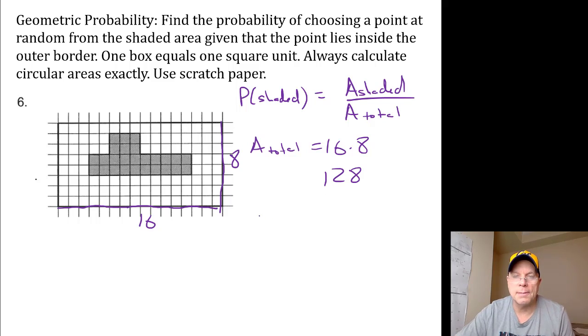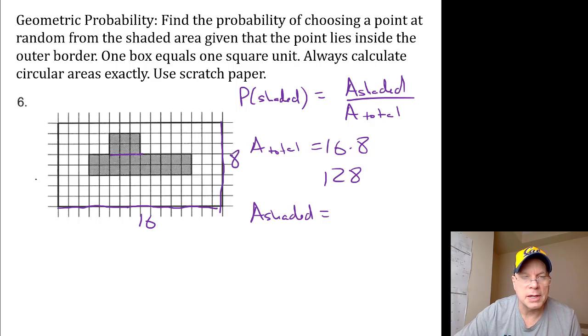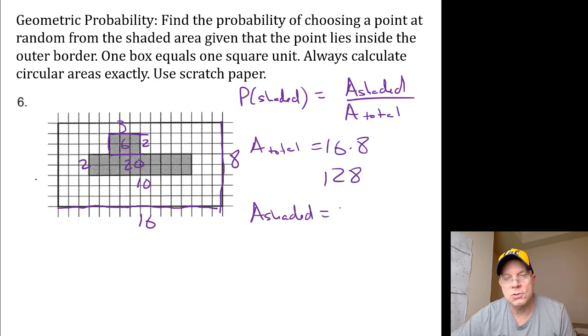The shaded, I've got a composite figure, but a pretty easy one, made up of 2 rectangles. One of them is 2 by 10, aka 20. And this little rectangle is 2 by 3, also known as 6. So the shaded area is 20 plus 6, or 26.